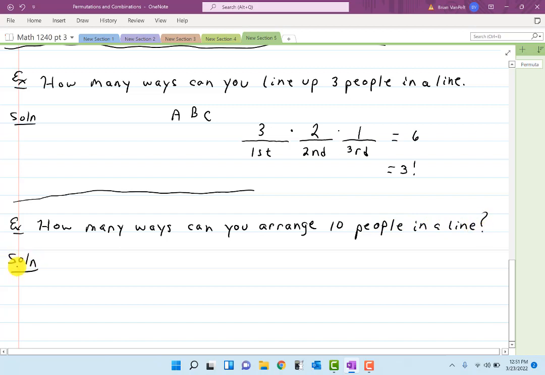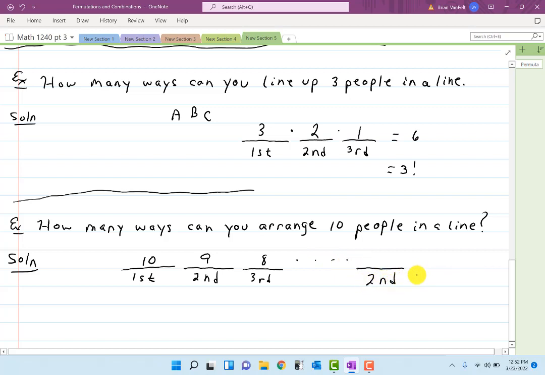And it's no different from the previous problem. If you look, for our first position, we have any of 10 people that we can select. Then for the next position, the second place, after we place the first position, we now have 9 people to choose for the second spot. And then the third spot, we have 8 people to choose from. Well, you can see where this is going. I'll just do dot, dot, dot until you get down to the second position.